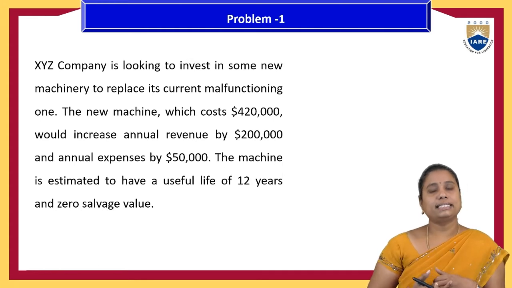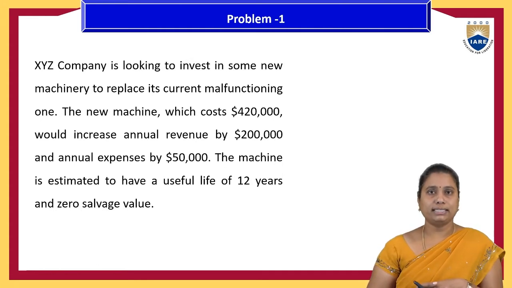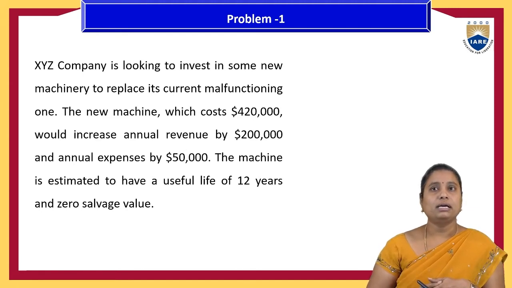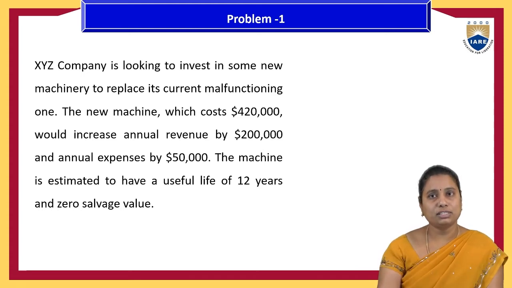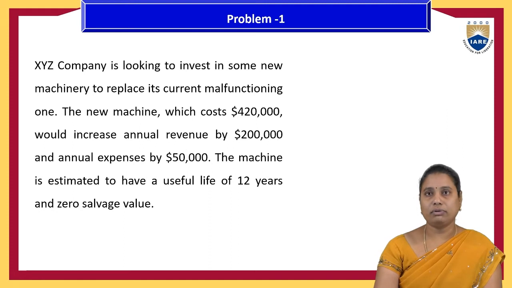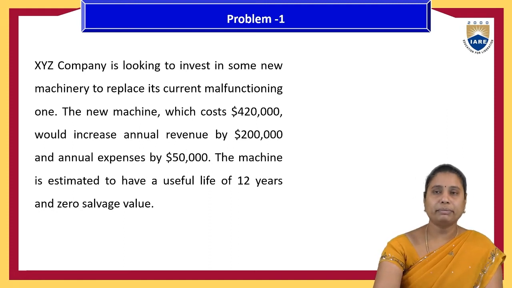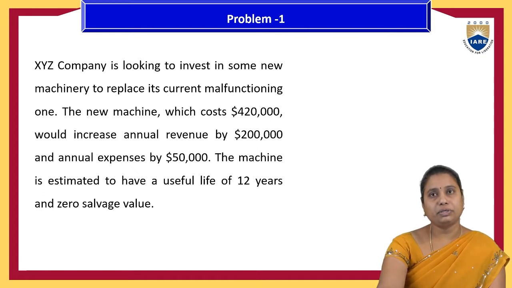Let us see this with examples, starting with problem 1. XYZ company is looking to invest in new machinery to replace its current malfunctioning one. The new machine will cost 4,20,000, would increase annual revenue by 2 lakhs and annual expenses by 50,000, and the machinery is estimated to have a useful life of 12 years and zero salvage value. Using ARR, we have to calculate whether the organization can invest in that machinery or not.